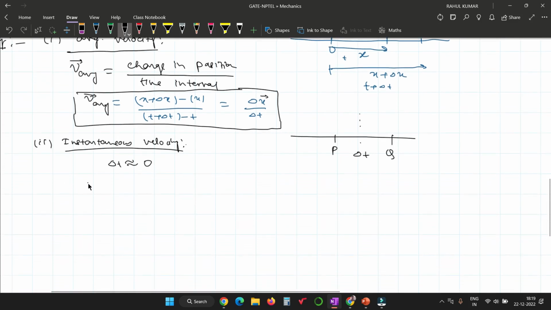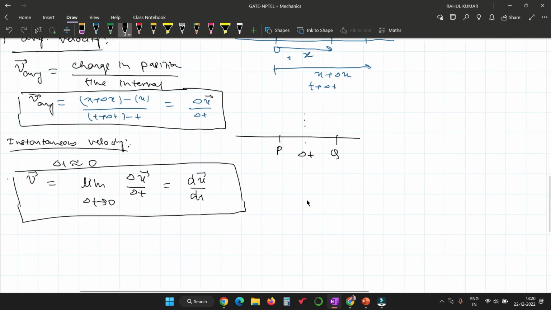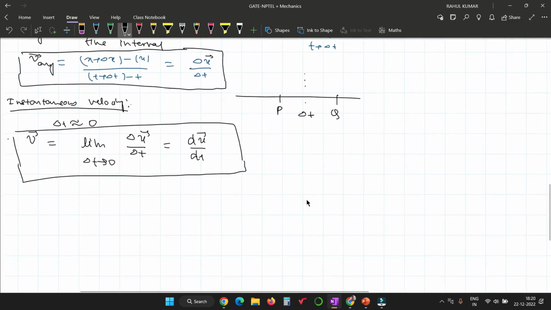So instantaneous velocity is defined like this: limit delta t approaches 0 of delta x divided by delta t. And we know that from the definition of limit, or from the definition of derivative, we can write dx divided by dt. So this is called instantaneous velocity.